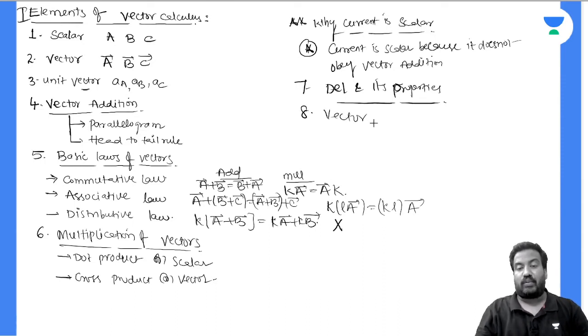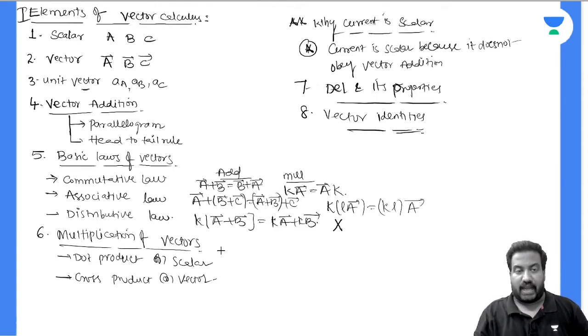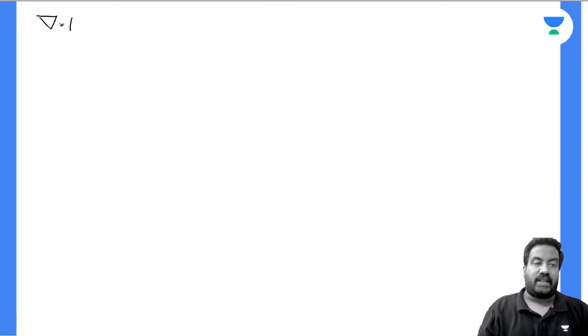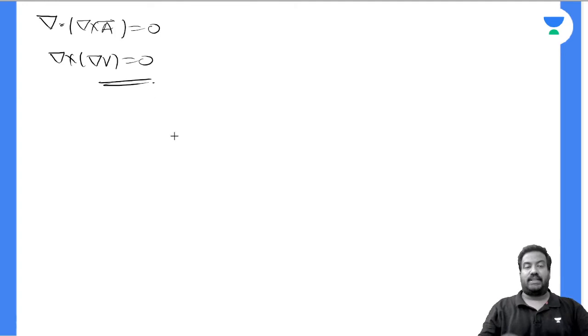Eighth one, vector identities. Vector identities are nothing but the rules followed by all the vectors. First one, divergence of curl of any vector is 0. Second, curl of gradient of any scalar is 0. These are the two main vector identities one must note down.